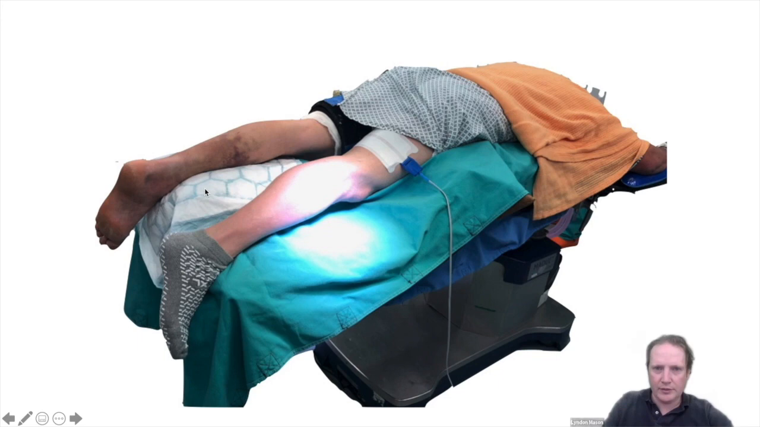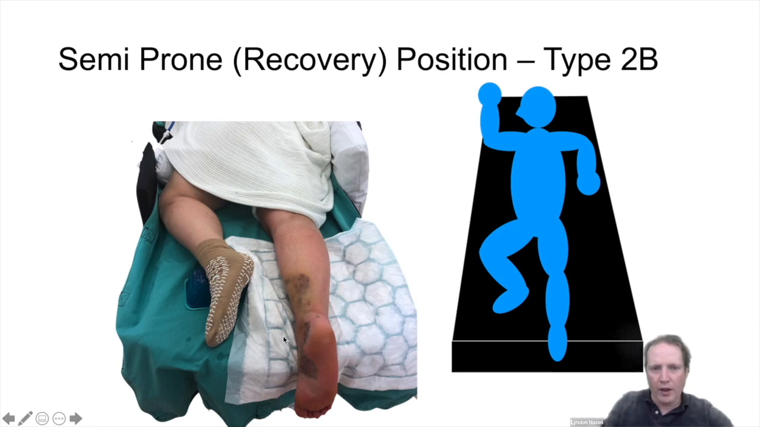The semi-prone or recovery position, type 2B, is where you have the foot in prone, but the upper aspect of the body is in a lateral position. I'm using this much more commonly now in my practice, especially if there's any difficulty or any comminution on the medial side. It's much easier to access from this. The other leg is bent up out of the way so you can get your lateral.